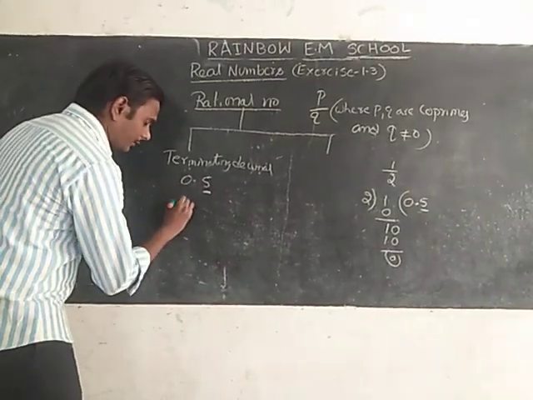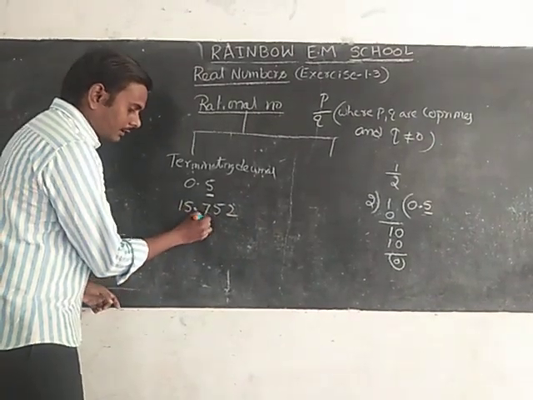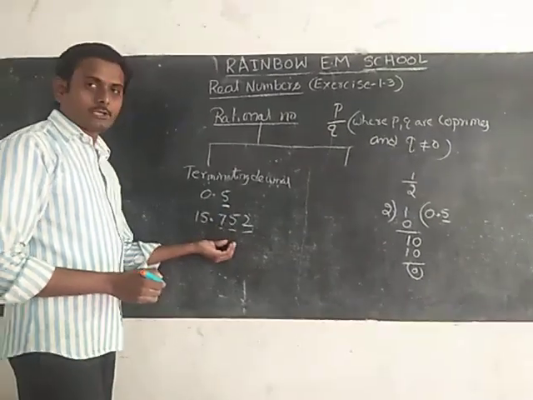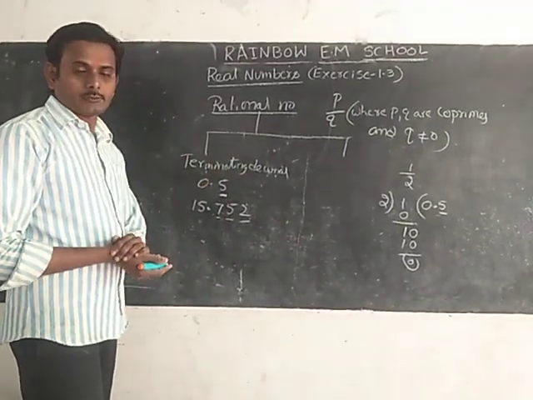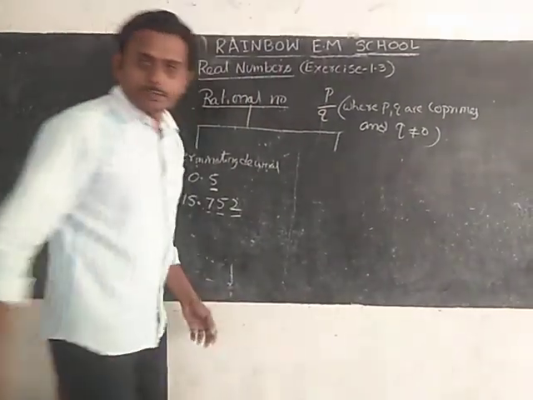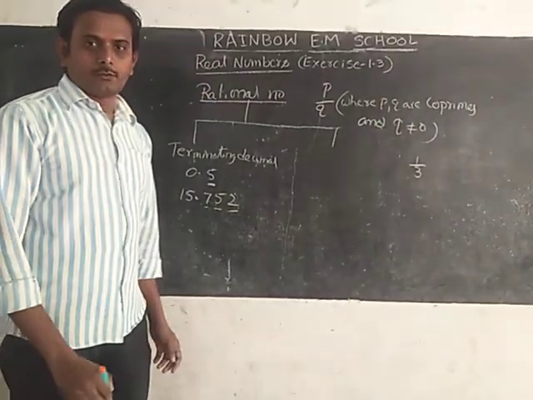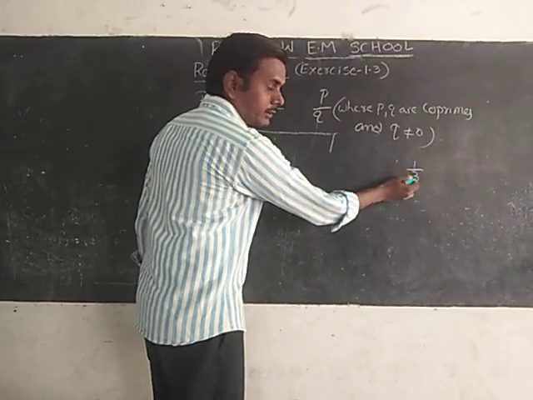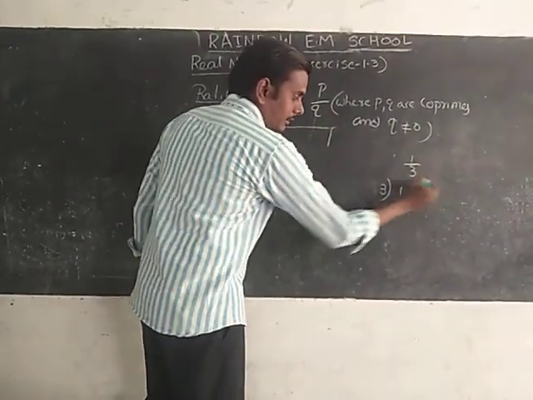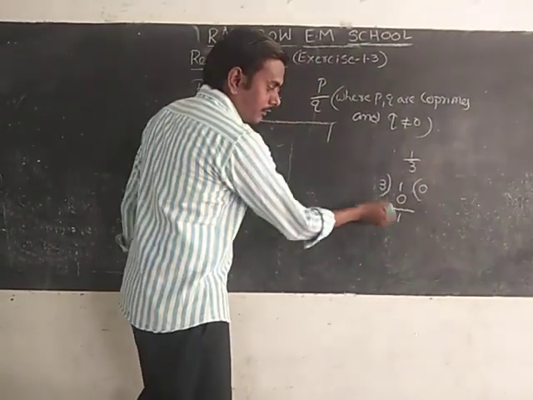One more example, 15.752. Here after the point we have 3 digits. These are finite decimals, so we can call that a terminating decimal. One more example we will take: 1 by 3. 1 divided by 3. 3 goes into 1 zero times, 1 will be the remainder. 1 will not divide again.